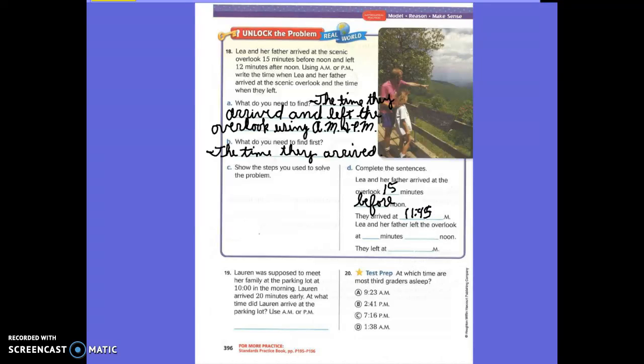And now, if it's before noon, then is that AM or PM? AM. Okay. They already have the M for you. You just have to make the A. Then, it says Leah and her father left the overlook at blank minutes.